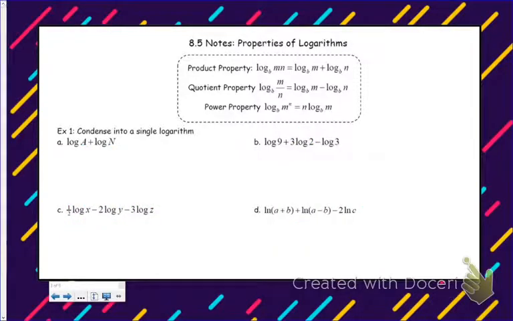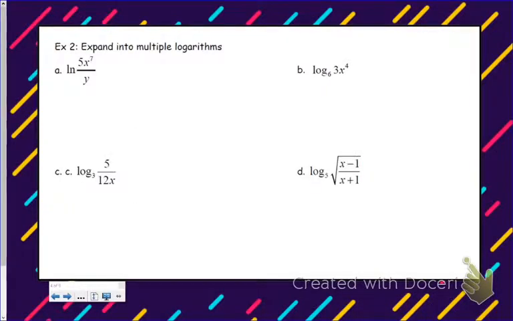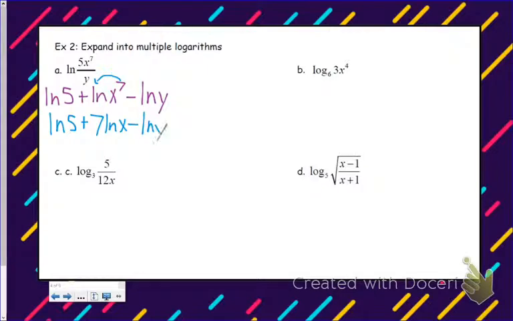All right, so now let's go the opposite way. We're going to take a condensed log and expand this into multiple logs using those same properties. All right, so if I have multiplication, that becomes addition of multiple logs. So this would be the natural log of 5 plus the natural log of x to the 7th. Then if I have division, that becomes subtraction of a new log. So this is going to be minus the natural log of y. Then the last thing I can do is that exponent, I can move to the front. So I can make this the natural log of 5 plus 7 natural log of x minus the natural log of y.